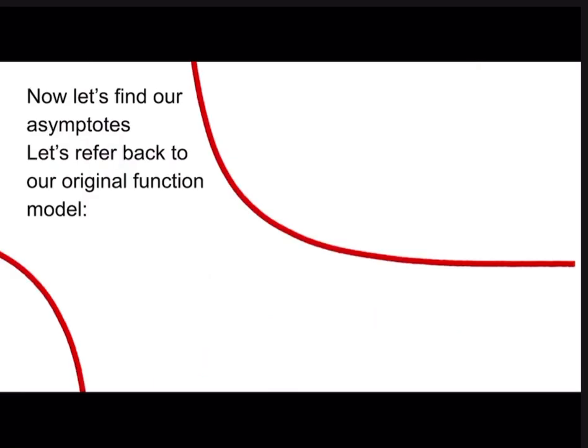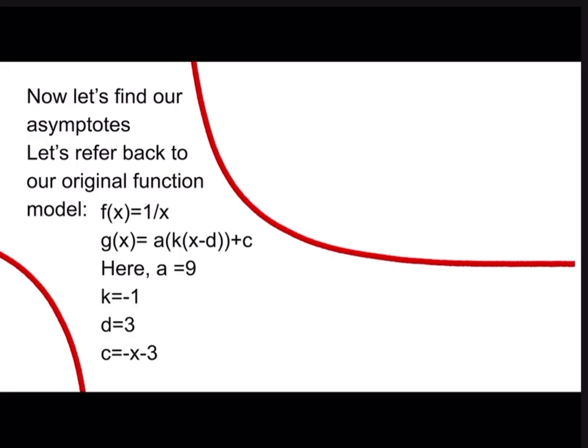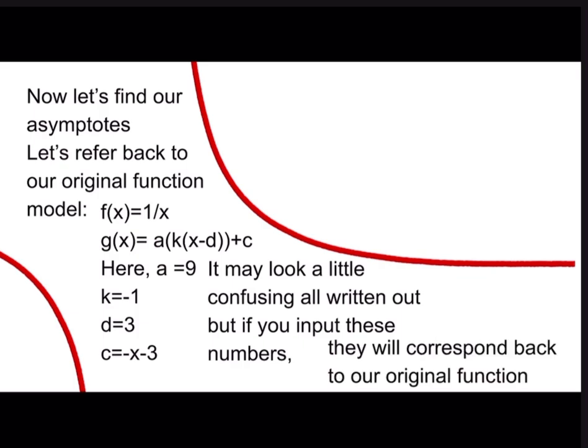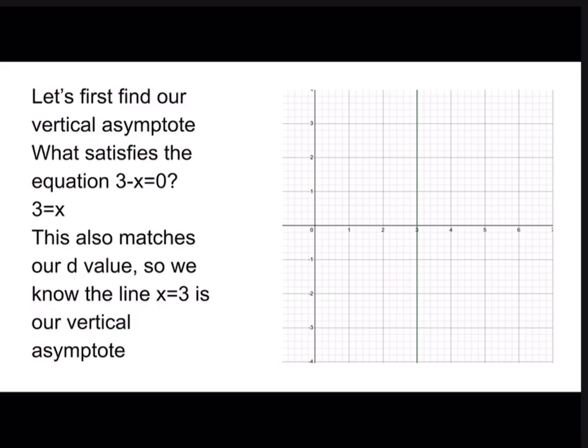Now let's find our asymptotes. Let's refer back to our original function model. F of x equals 1 over x, g of x equals a f of k times x minus d, plus c. Here, a equals 9, k equals minus 1, d equals 3, c equals minus x minus 3. It may look a little confusing, all written out, but if you input these numbers, they will correspond back to our original function.